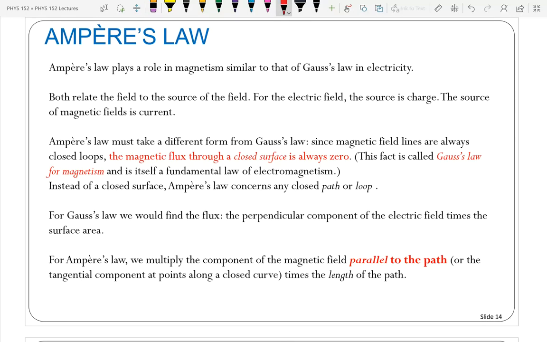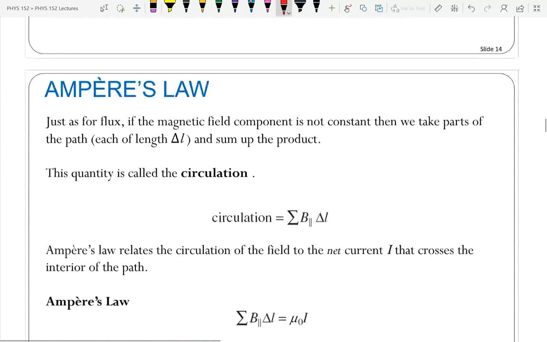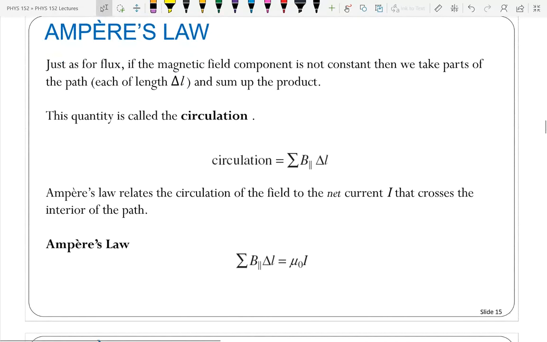Circulation is taking a loop. It can be a square loop, a circular loop, we don't care. It's taking a loop and calculating the magnetic field parallel to that loop as you go along the loop. That's called the circulation. So for our purposes, the circulation is the sum over each piece of your loop of the magnetic field parallel to the length of that piece.